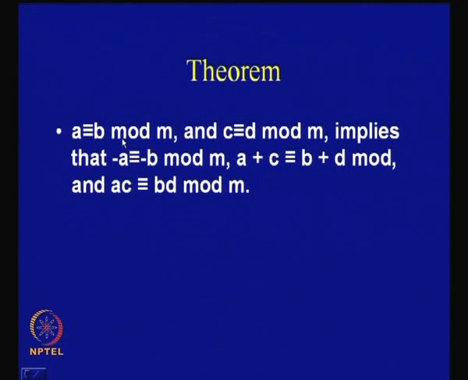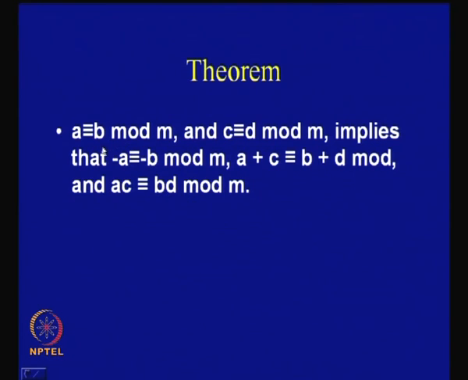What you can do is start by writing A as B plus some constant multiple of M, and C as D plus some constant times M, and then work out minus A and then C. This is quite trivial to prove. Now what is the implication of this result? There is a very strong implication of this result.